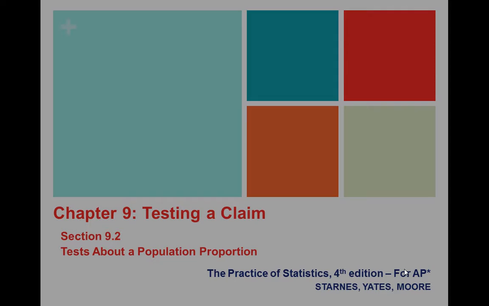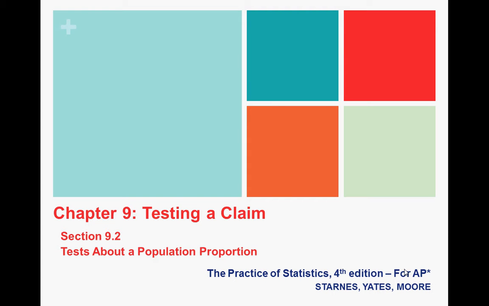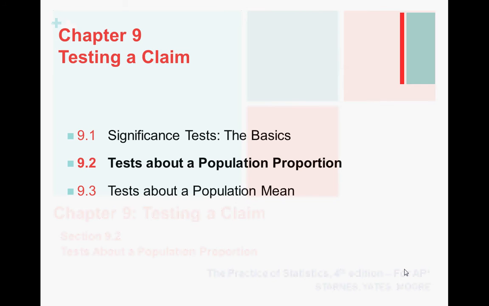Okay, let's begin. We're now in section 9.2. We've already talked about the basics of significance testing, and now we're going to talk about doing it specifically with proportions. Like I said, we've already done the basics in section 9.1, did that while I was still in the country, and now we're going to talk about proportions, and later on we'll talk about how to do it with means.